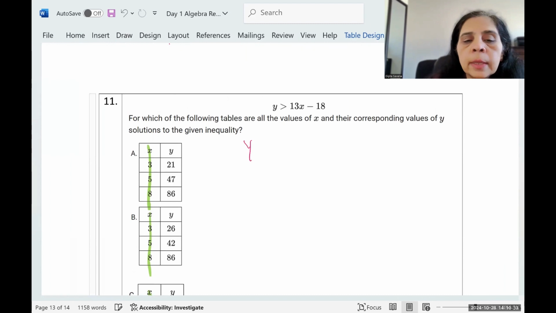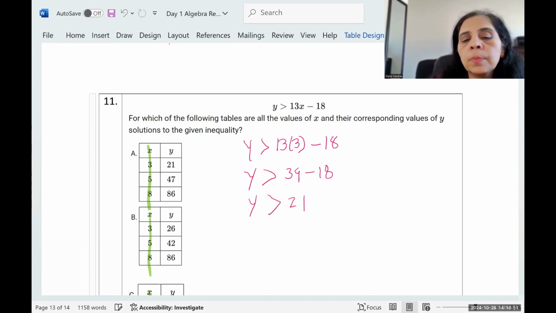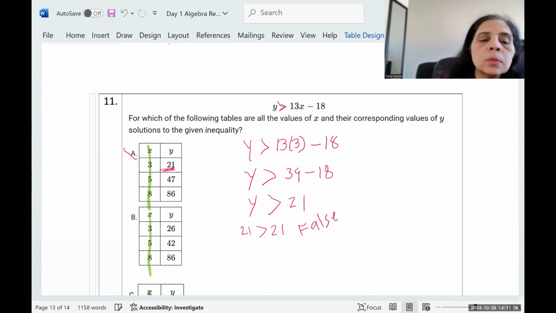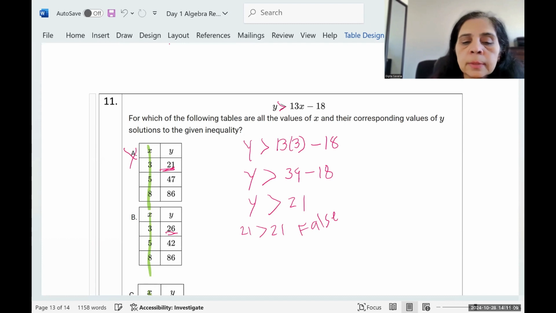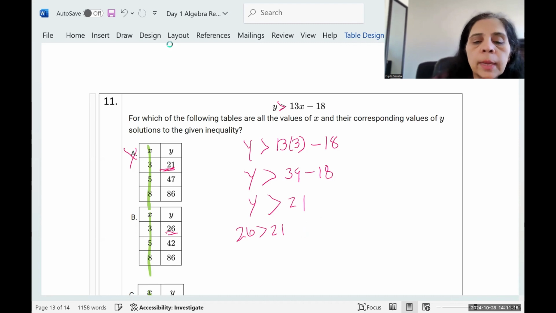So y greater than 13 times 3 minus 18, that's 39 minus 18. So that's what, 21? Yes. Now we need to check, look at this, we have only less than, we don't have an equal sign. So if you plug in 21, that is false, right? They give you 21, so that's not the answer. What about 26? If you plug in 26, that is true, right?